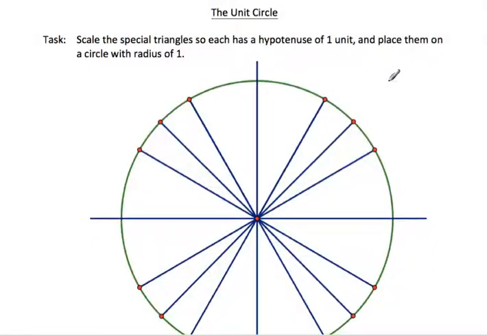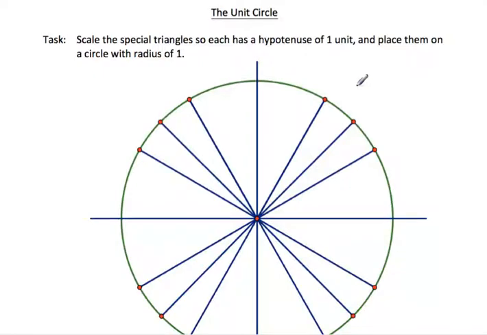In this lesson, we're going to look at the unit circle, which is an important concept to understand as we move forward in trigonometry. The unit circle refers to a circle of radius length 1 that's centered at the origin. And we're going to take the special triangles that we know and superimpose them on this circle so that their hypotenuse lines up with the radius of the unit circle.